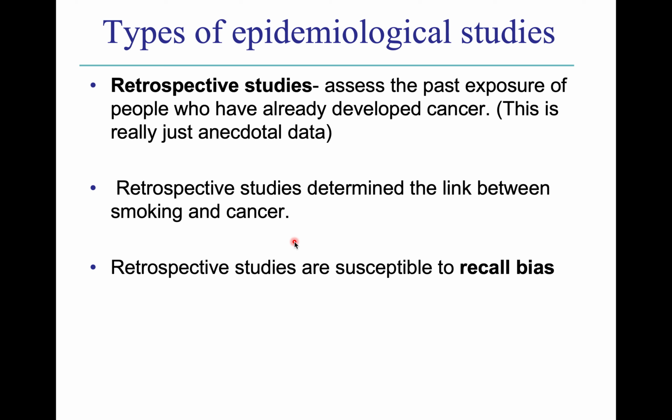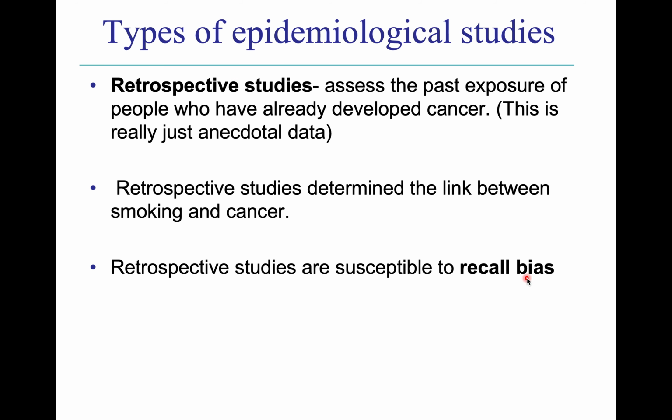So in terms of the types of epidemiological studies, there's really two main kinds I want to talk about: retrospective versus prospective studies. And retrospective, as that name would imply, is assessing past exposure. So looking at people that have already developed cancer in the past, and that's really a form of anecdotal data, right? And so, in general, I would say retrospective studies are probably less powerful in terms of their predictive value than prospective, but there are all kinds of examples of very valuable retrospective studies. So, for example, these kind of studies were used to really cement the link between smoking and cancer.